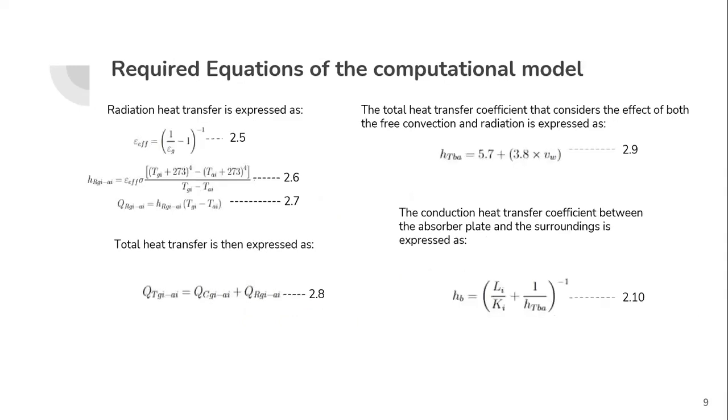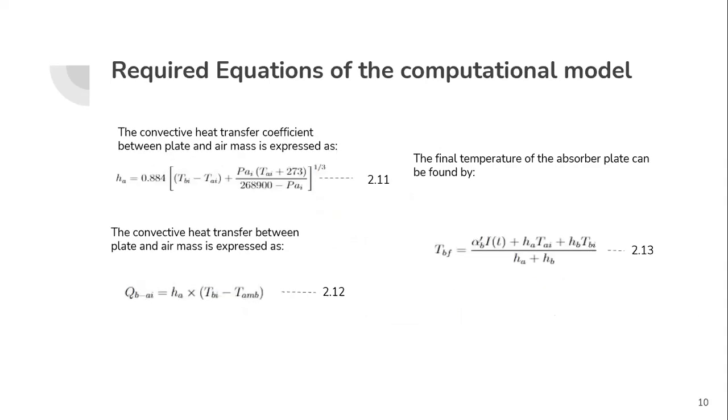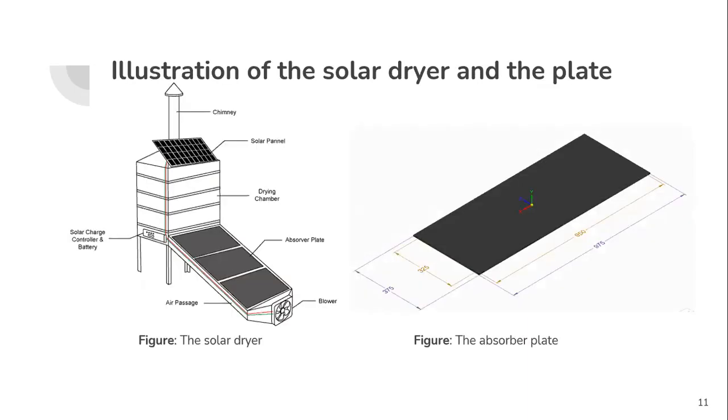It was our primary goal. As you can see, a series of equations, and equation number 2.13 is our most important goal, to get the maximum temperature of the absorber plate, so that it can be used in the solar dryer. Going on to the next slide.